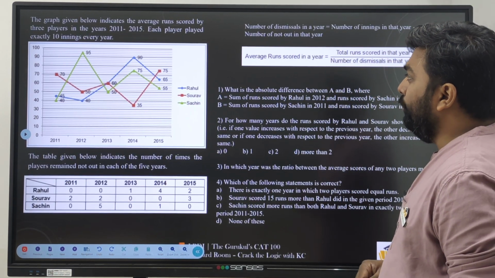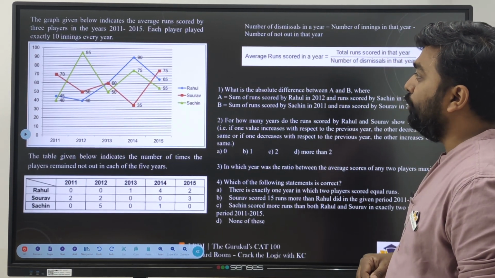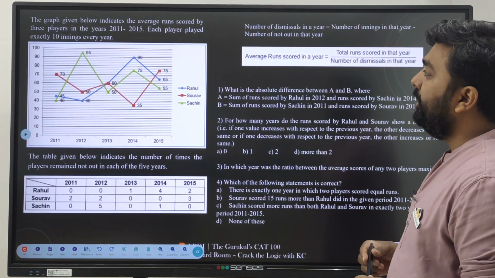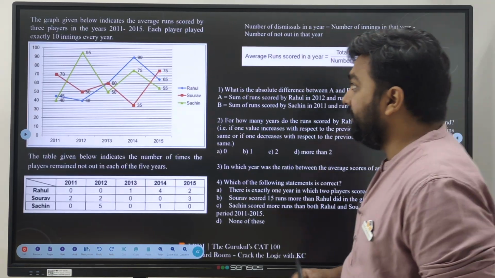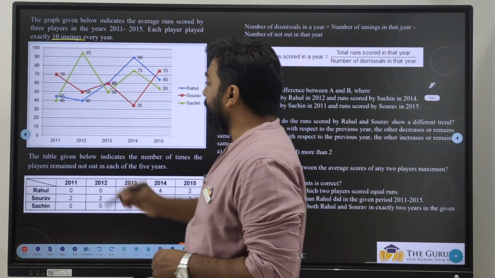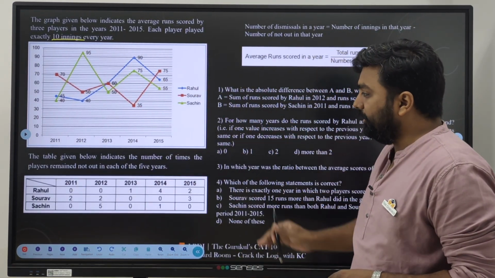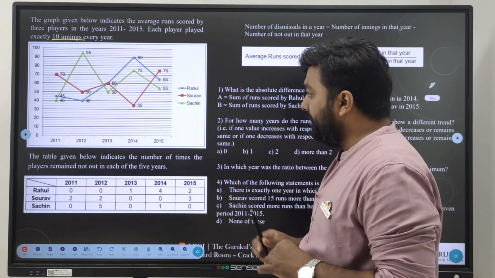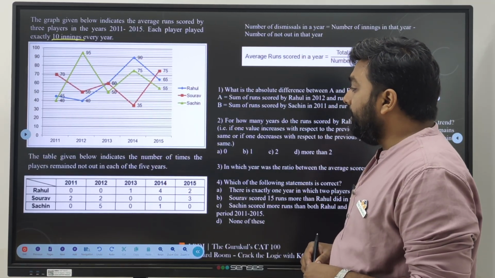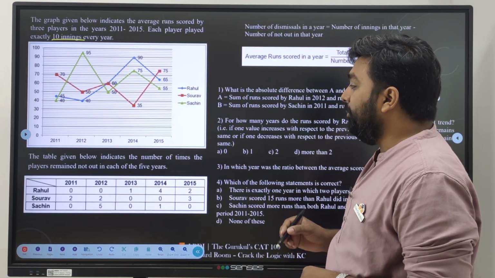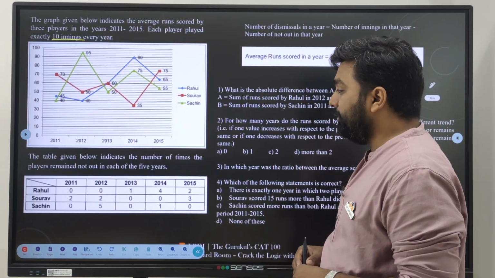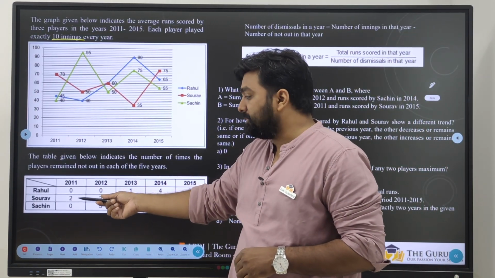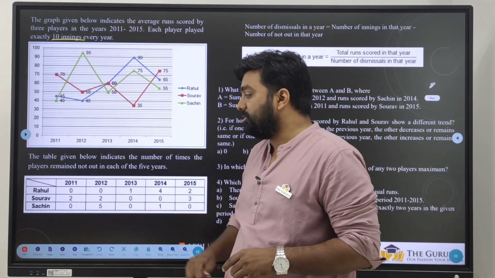The graph given below indicates the average runs scored by 3 players in the years 2011, 12, 13, 14, 15. Each player played exactly 10 innings. Okay, this is an important point, and the graph is there over the years, and they told these are the averages. Perfect. The table given below indicates the number of times the player remained not out in each of the 5 years. So Rahul in 2011 0 times not out, Saurav 2 times not out, Sachin 0 times not out.